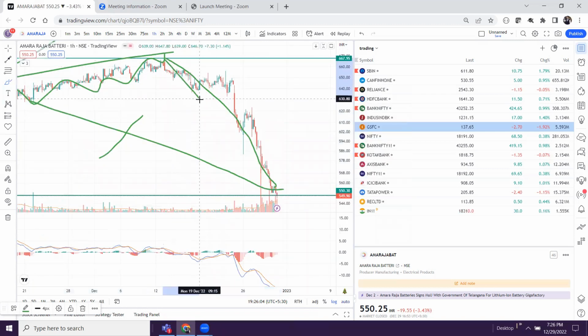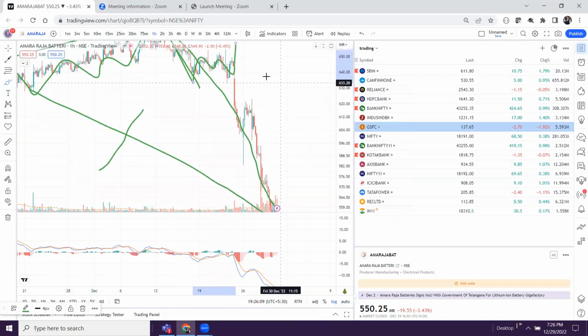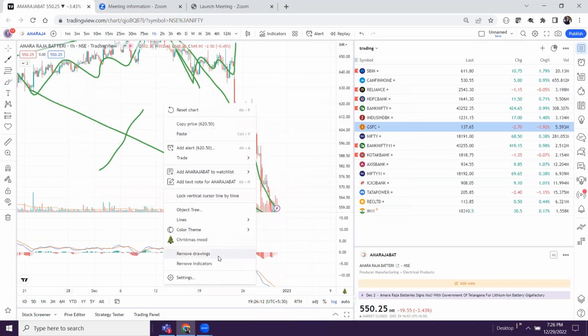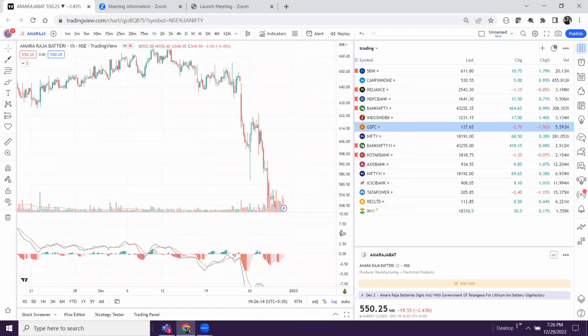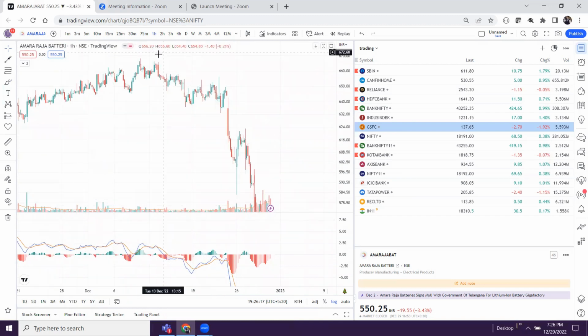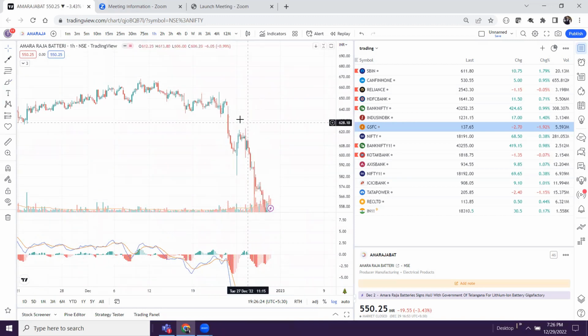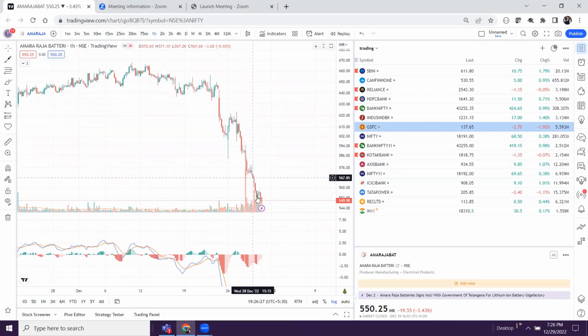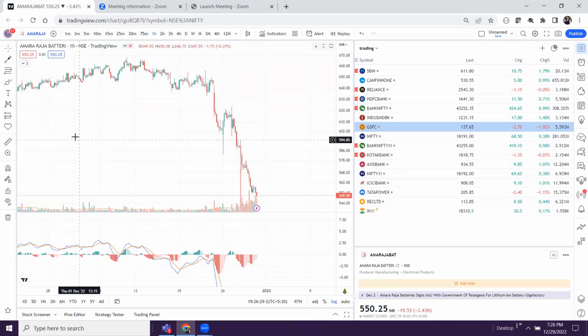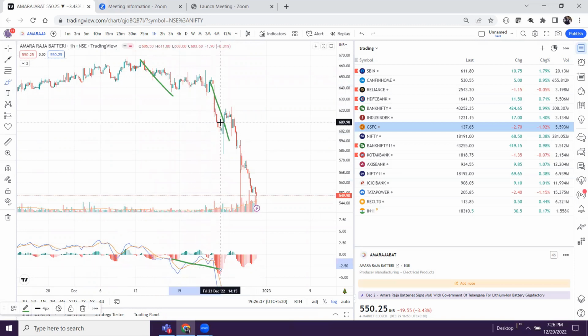So see, this is the first move down, after that we got a correction and one more move down. Now let me focus on the MACD here. Between this impulse and this impulse, there is no divergence, which means after a small correction, we were again expecting it to move down. Again, between this part and this part, there was no divergence. So it means we are expecting more downside.